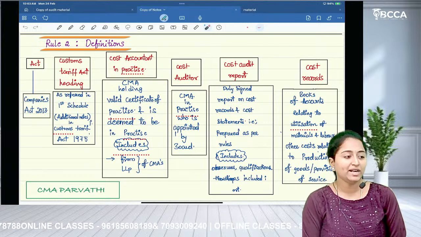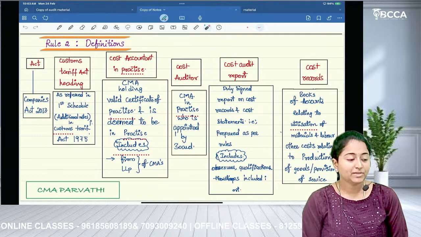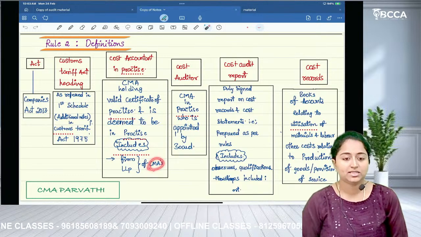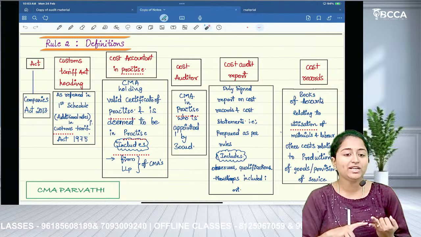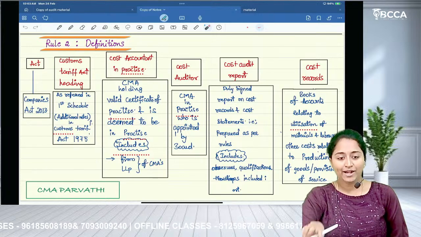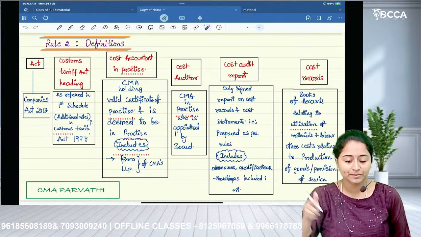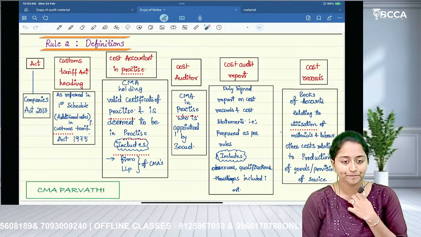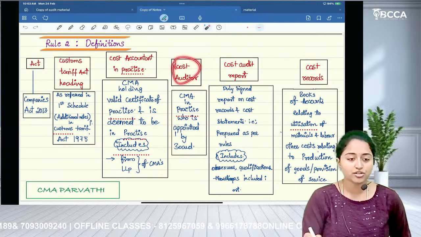But the rule is that wherever the partnership firm or LLP is there, the majority of members and partners should be CMAs. If in that particular LLP or firm, the majority members are CMAs and those CMAs are in practice and holding COP, then the entire firm, entire LLP will also be considered as cost accountant in practice. Clear?